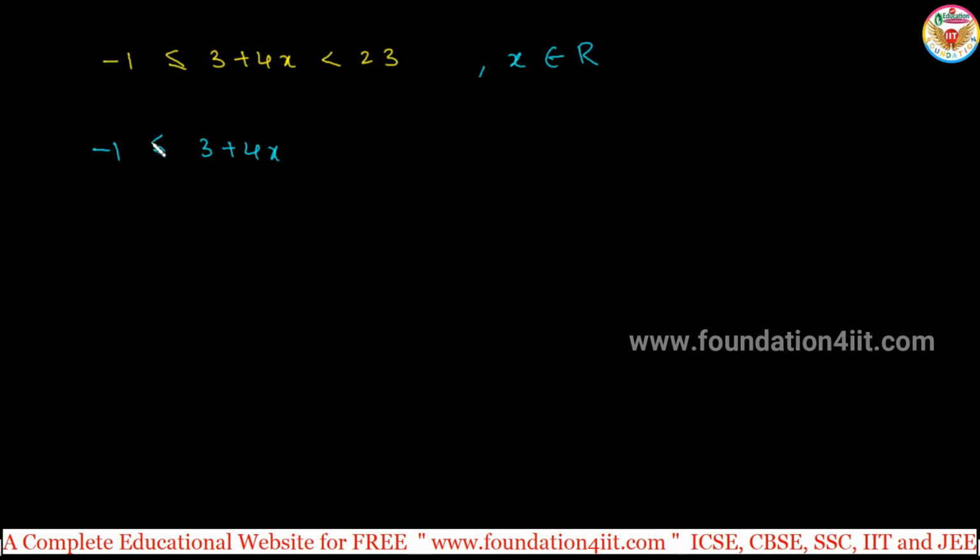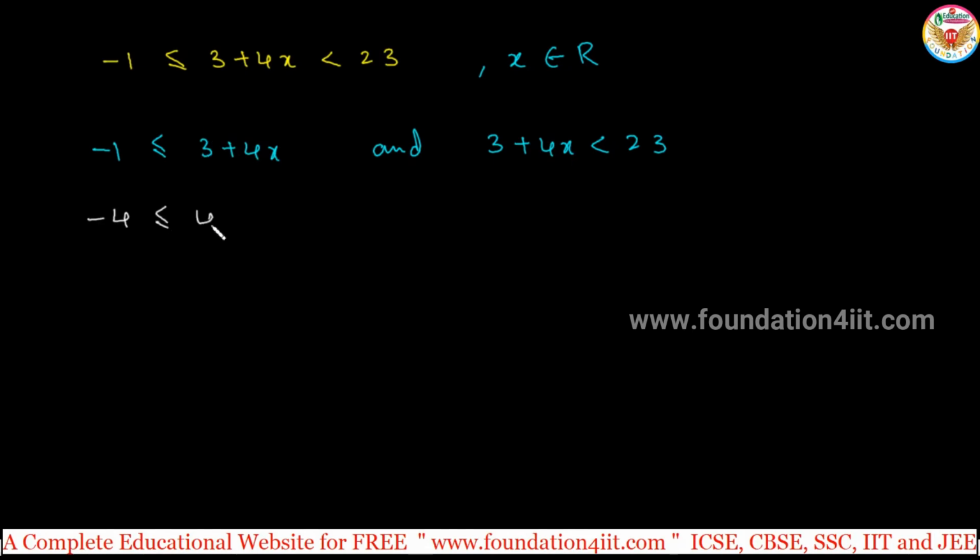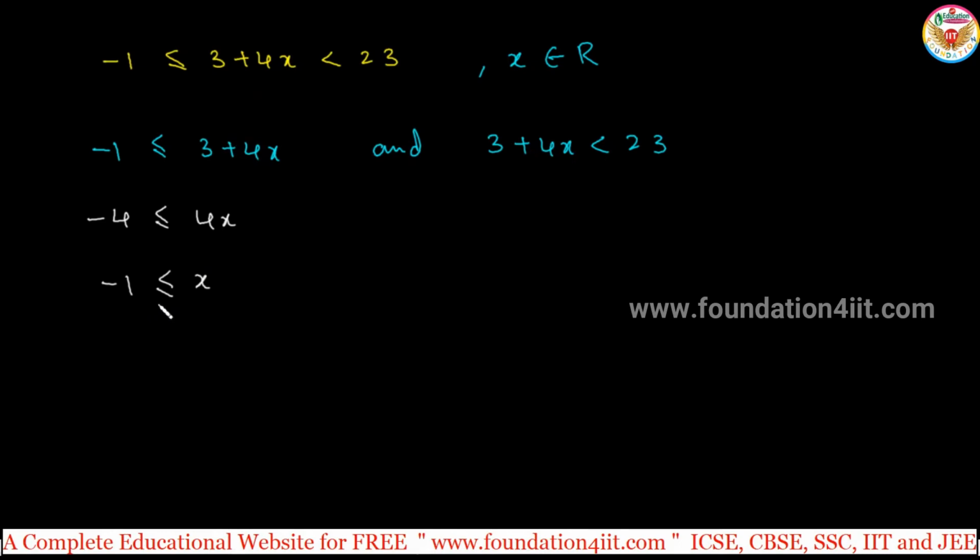First, both: minus 1 less than or equal to 3 plus 4x. And the last two, that means 3 plus 4x less than 23. First two and last two, the middle will be repeated. Now solve separately, this side and that side. Take the 3 to this side, minus 3. So it becomes minus 4 less than or equal to 4x, right? And divide by 4 on both sides. Then minus 1 less than or equal to x.